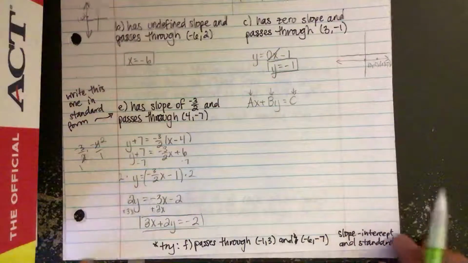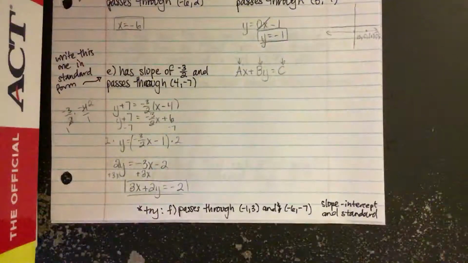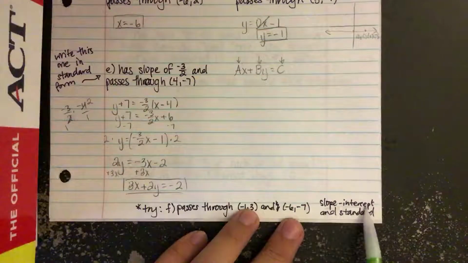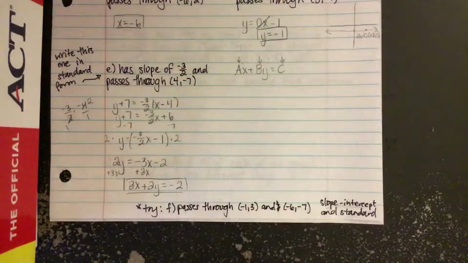Okay, so now go ahead and try f. Passes through negative 1 comma 3 and negative 6 comma negative 7. And notice that this is two parts. I want you to write it in slope-intercept form, and then I also want you to write it in standard form. Go ahead and give that a shot, and then look.